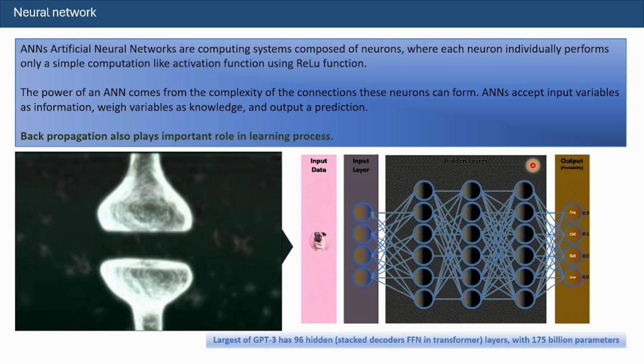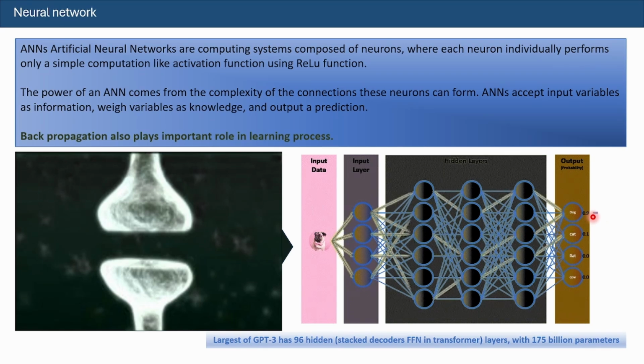Now, to connect this to large language models, the largest version of GPT-3 has 96 hidden layers, built using stacked transformer decoder blocks, and around 175 billion parameters. A parameter is simply a value the model learns, mostly weights and biases. More parameters mean more capacity to store patterns and knowledge. So when you talk to ChatGPT, you are interacting with a massive neural network that has learned language patterns from enormous amounts of data using these exact principles.